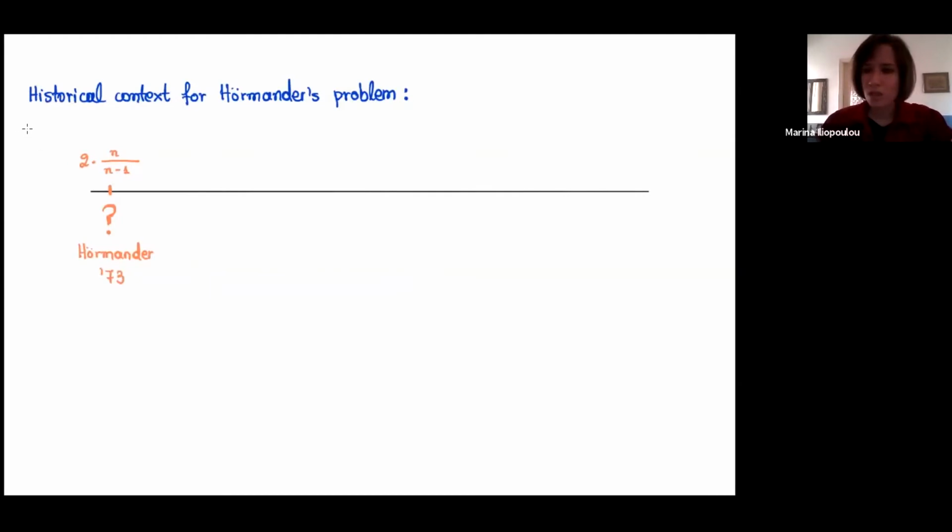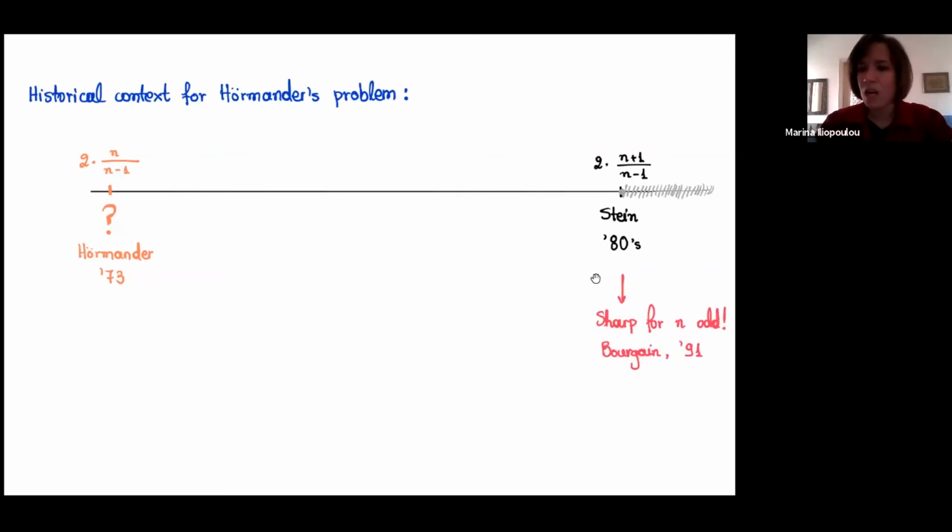And that was a question asked in the 70s, and in the 80s, Stein showed something very promising, that's almost true. So he showed that we have LP bounds for p very close to n over n minus 1 times 2. But then in the 90s, Bourgain showed that this is sharp. So for the Hormander problem, there's always some phase function for which this exponent can't be improved. You can't get any closer to the one Hormander suggested.